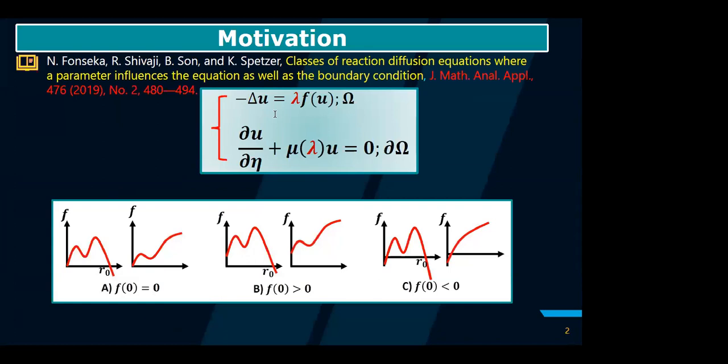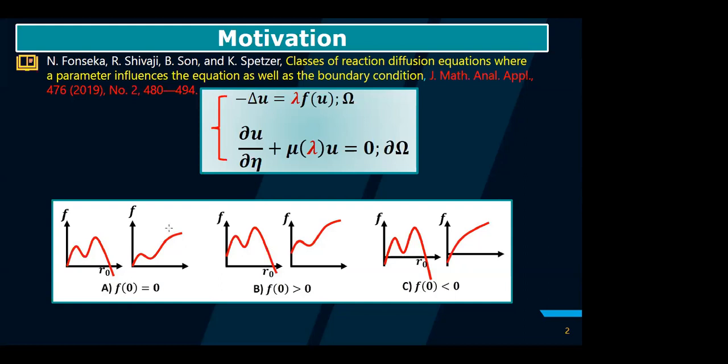I want to give a motivation before I introduce the model that I'm interested in today. In 2018, we studied this particular elliptic boundary value problem where the parameter lambda influences the equation as well as the boundary condition. Here, this mu is an increasing function. And here are the three cases that we focused on for this model. f of 0 is 0, f of 0 is positive, and f of 0 is negative. In each case, we assume that either we have a unique fall in 0 or the limit of the function is positive as s goes to infinity.